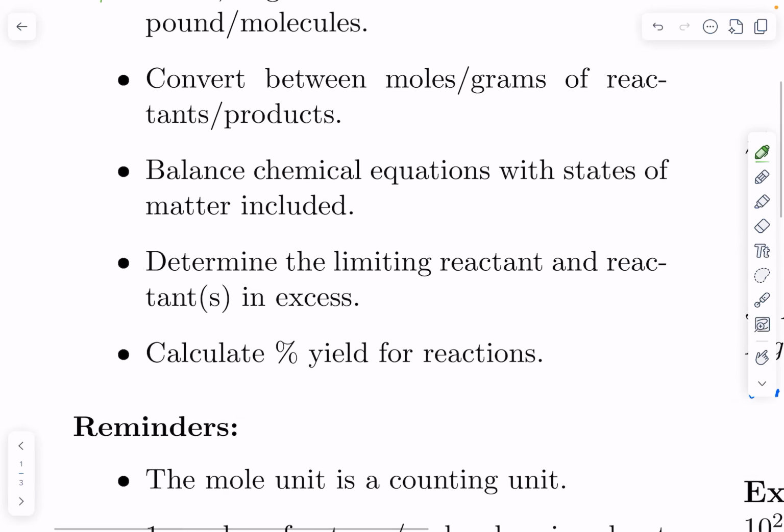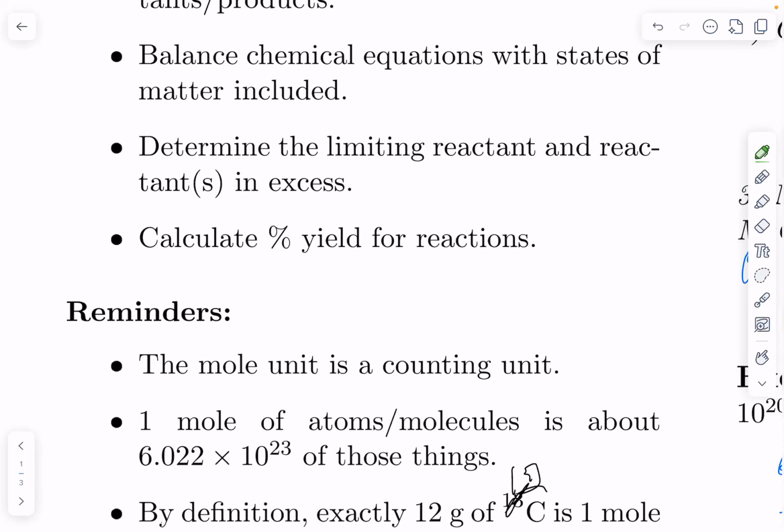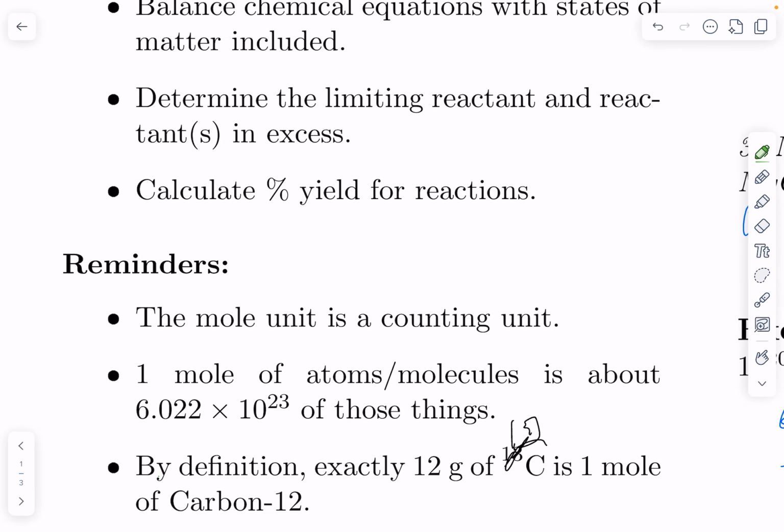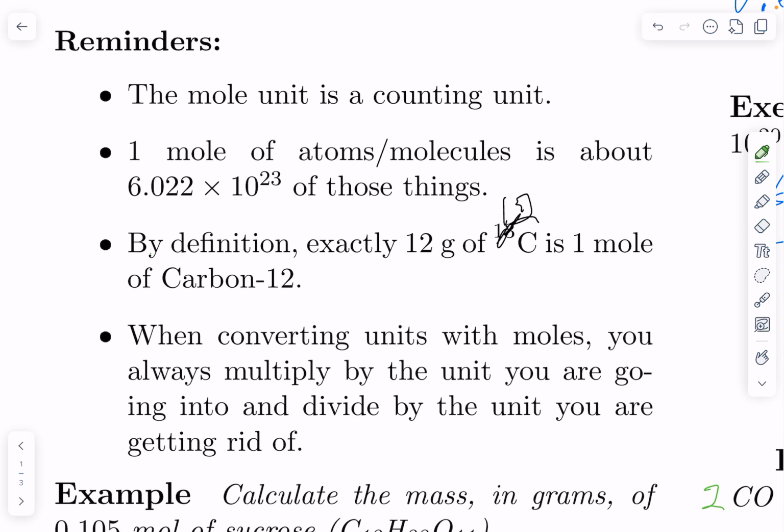Balancing chemical equations, including states of matter. Notice that the states of matter typically don't matter for balancing the equation. Determining the limiting reactant and reactants in excess, so either determining which reactant is limiting or which reactant is in excess. If one's in excess, how much is it in excess? And then calculating percent yield.